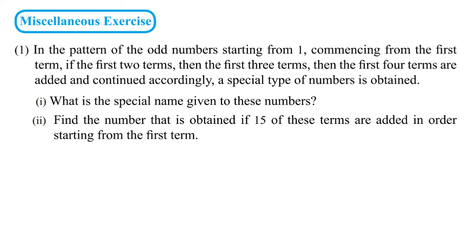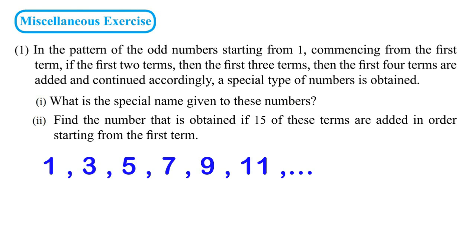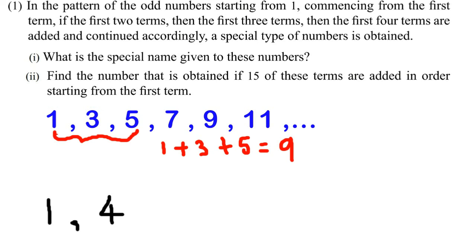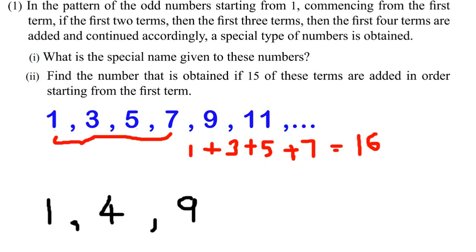Page number 12, miscellaneous exercise. In the pattern of the odd numbers starting from 1, commencing from the first term, we are going to make new terms. It starts with the first term of the odd number pattern. If the first two terms are added, then the first three terms, then the first four terms are added, and continued accordingly.